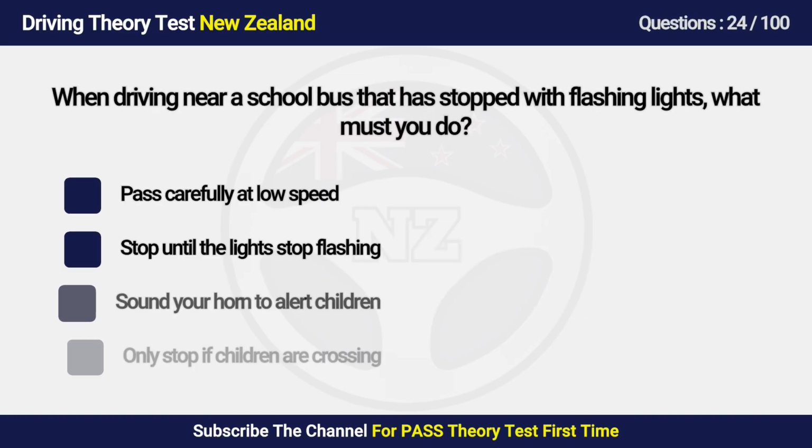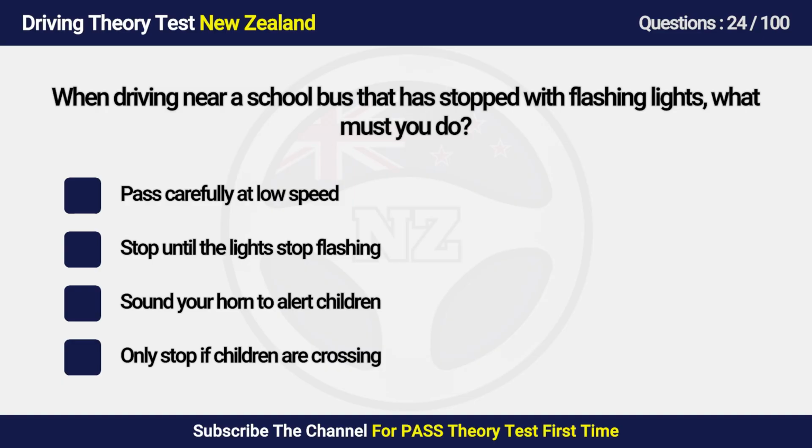Question 24. When driving near a school bus that has stopped with flashing lights, what must you do? A, pass carefully at low speed. B, stop until the lights stop flashing. C, sound your horn to alert children. D, only stop if children are crossing.